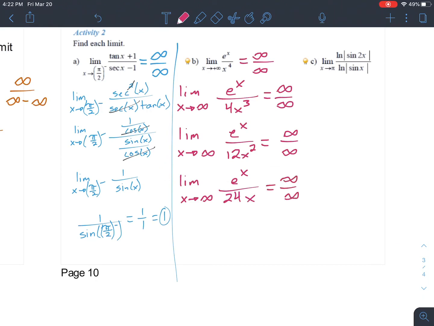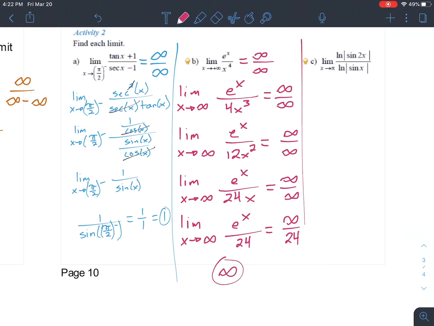And at least we're getting towards the end now. Kind of interesting how we only have e to the x the entire time on top. We eventually get to infinity over 24. And so that middle limit, its answer ends up being positive infinity.